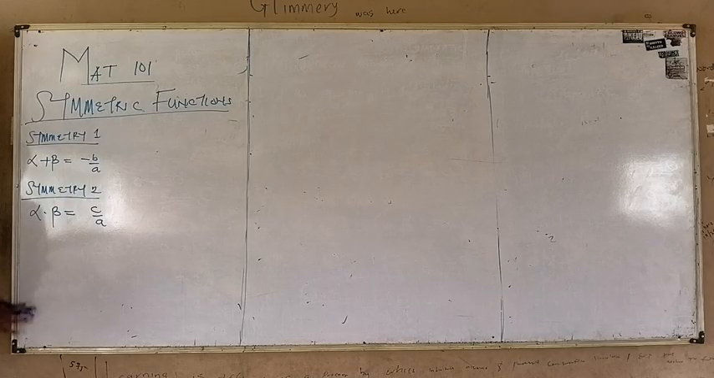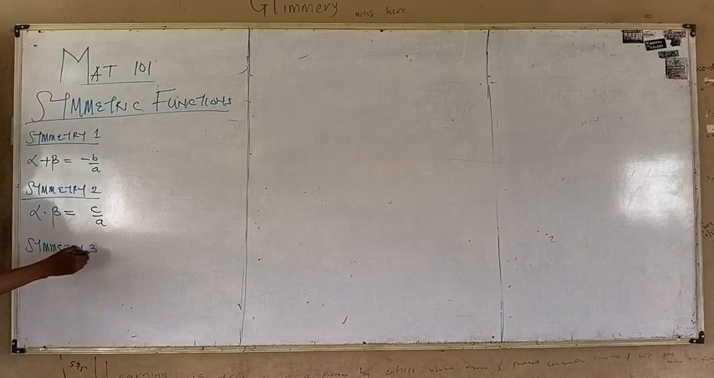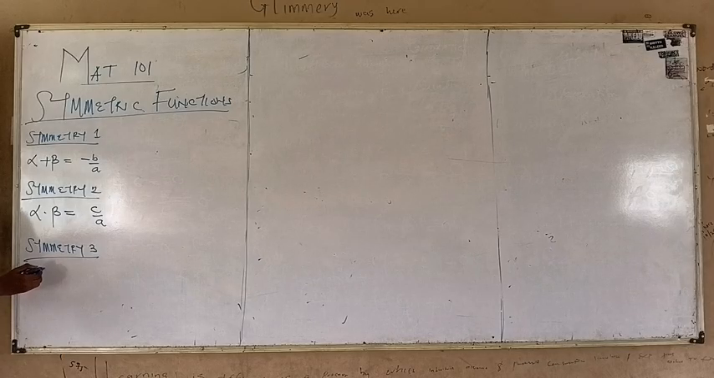Symmetry 3. Now, this is where the work is. In symmetry 3, they will ask you to find alpha square plus beta square. And how can you do this? Now, pay attention. I know most of you have memorized this thing, even the alpha cube and the beta cube, everything, you've memorized it.